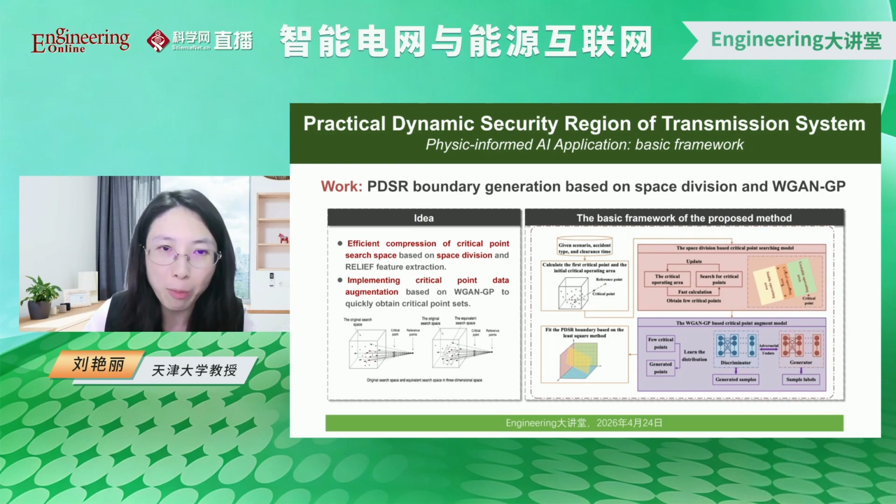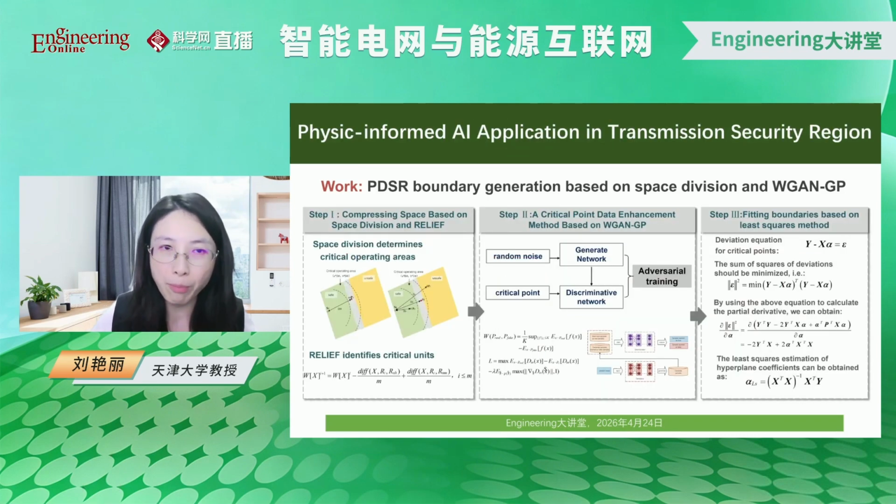And the key idea I mentioned is that the efficient comprehension of the critical point search space based on space division and relief feature extraction is established to help us locate where the boundary will be inside. And then, based on the AI method, the WGAN-GP, we implement critical point data augmentation to quickly obtain the critical point set.